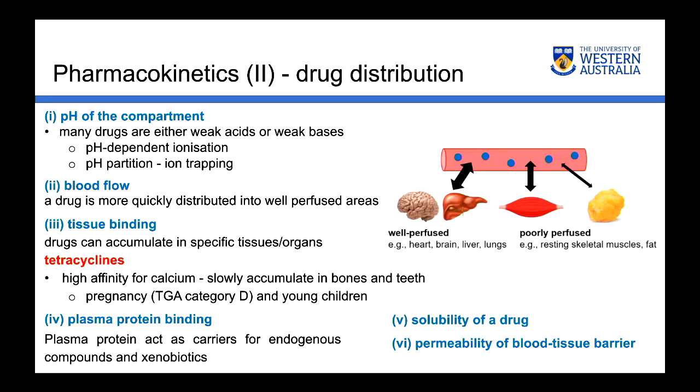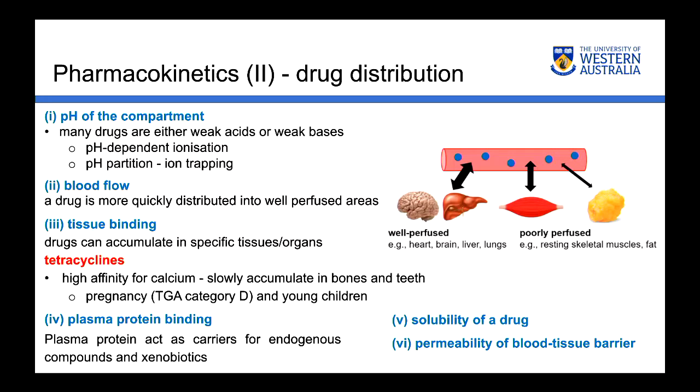Now pH, so I briefly touched on pH earlier using the case of treating aspirin poisoning. That is an example of how changing the pH value of one body compartment can change the ionization of the molecule, and this will lead to ion trapping.